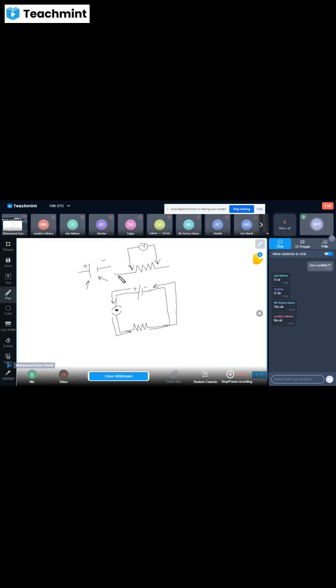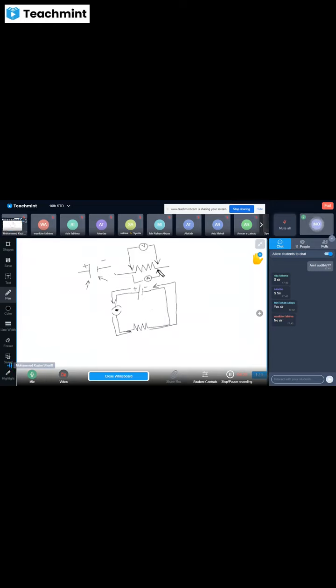If I want to measure the current flowing, I'll use something called an ammeter. These are the other devices which I used. The instrument which is used to measure current is called an ammeter. A device which is used to measure the potential difference or the voltage is called a voltmeter.